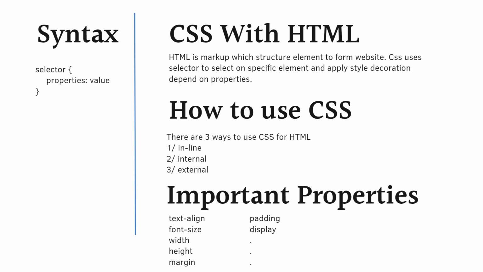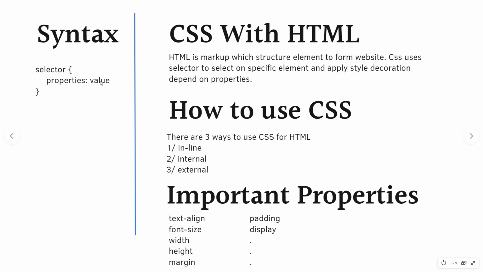The syntax of the CSS is, as you can see in the text, selector, and we have a left curly bracket, properties, value, and we close the bracket. So we can have many properties inside the brackets. Example, we select on the header or we select on the text and then we apply the properties with the value.